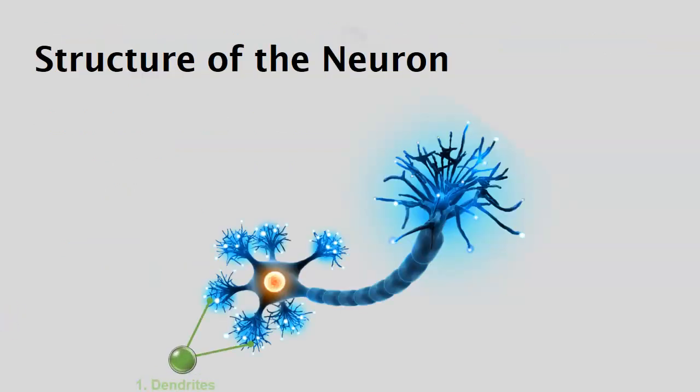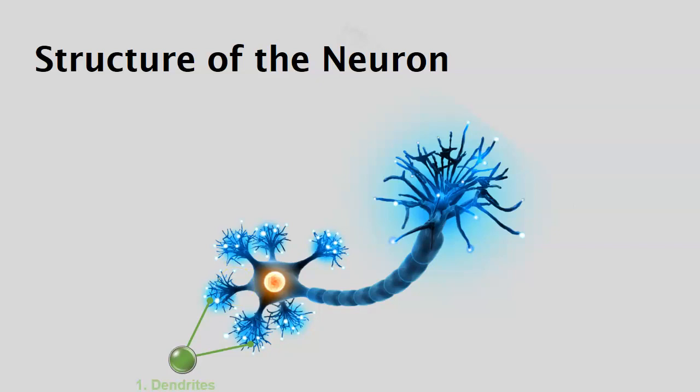So let's get a little more specific about the structure of the neuron. The first thing is that a neuron has dendrites, which are these branchy, tree-like looking things down here. Those are going to be the antennas that receive messages from other nerve cells.